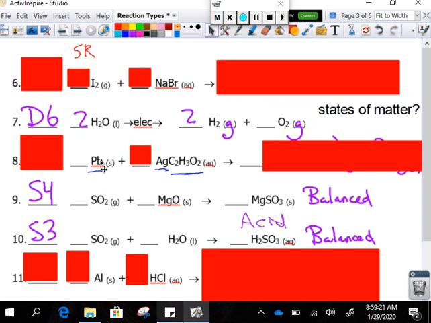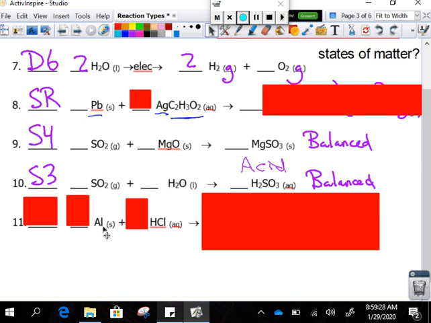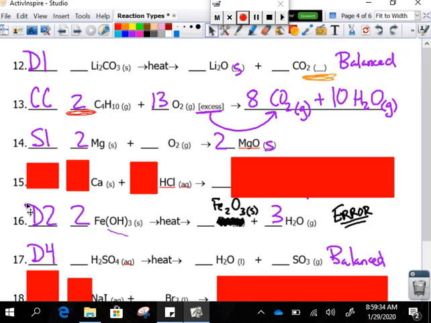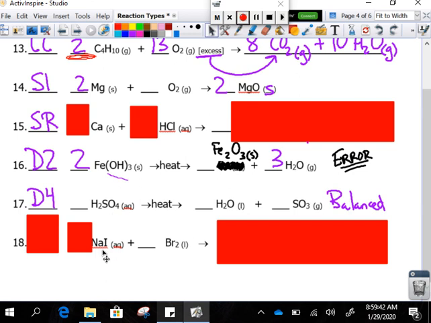Number 8, single element and compound. Looks like a single replacement to me. Number 11, single element and compound. Looks like a single replacement to me. Number 15, single element and compound. Looks like a single replacement to me. Number 18, same thing. We have a compound and a single element. Looks like a single replacement to me.